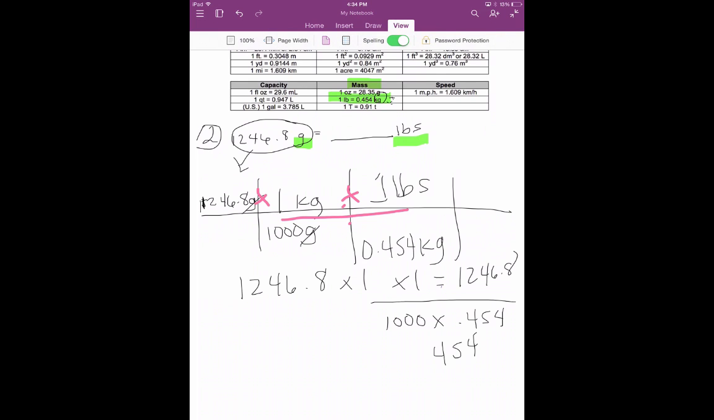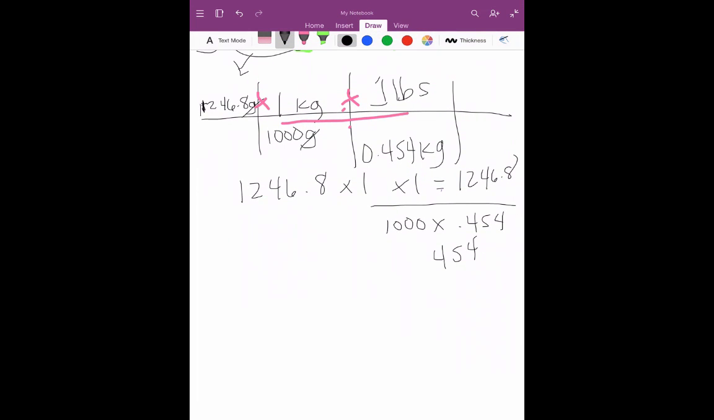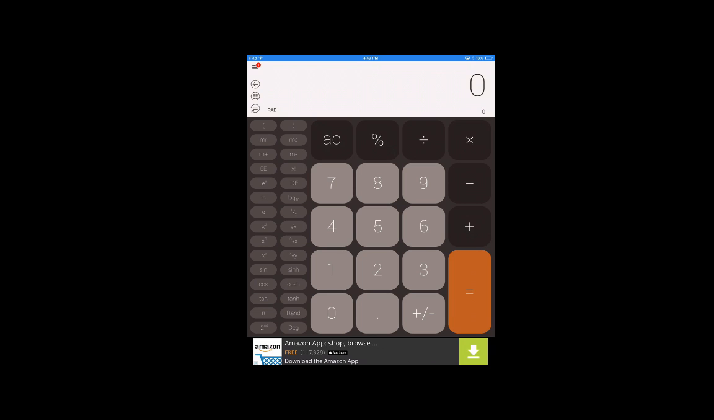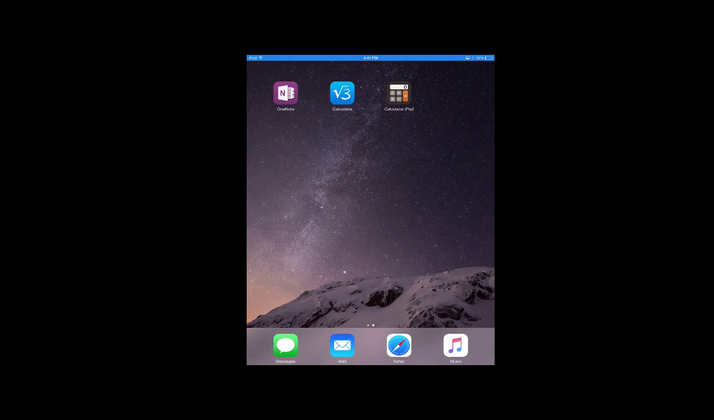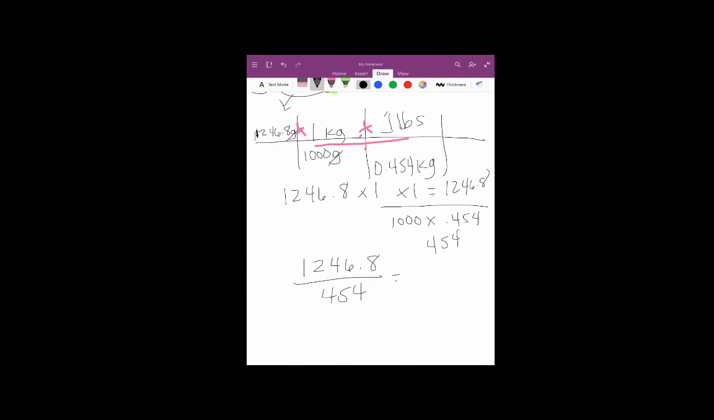So scroll down here a little bit. We have 1246.8 divided by 454. Plugging that into our calculator, we have 1246.8 divided by 454 equals 2.75. We'll round to the nearest hundredth today. So equals 2.75. Looking back for our units, our grams, bam, bam, kilograms, bam, bam. We're left with pounds. 2.75 pounds.